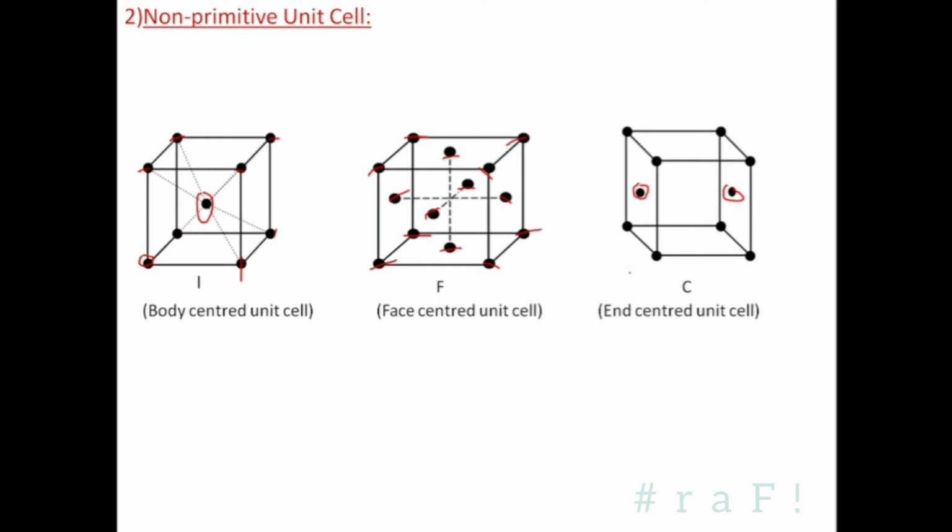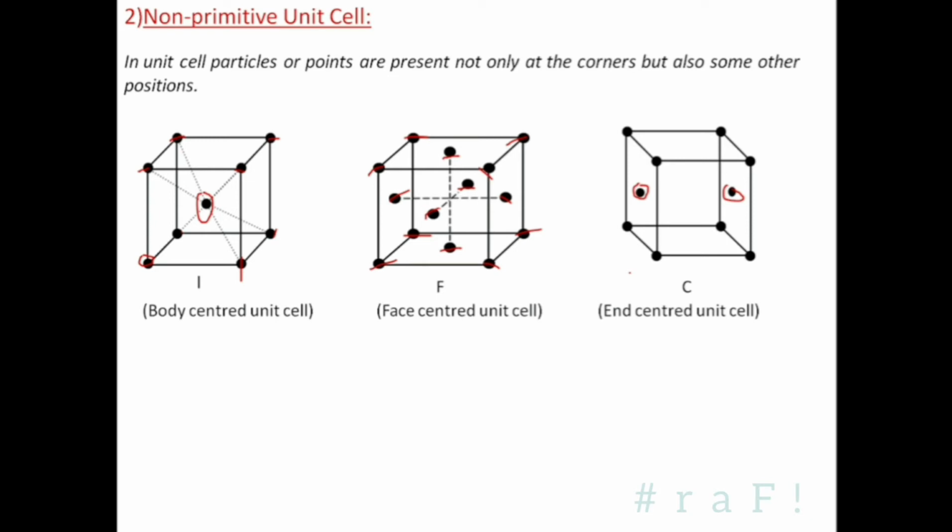Such type of cubic cells we call non-primitive unit cell, and its definition is: in a unit cell, particles or points are present not only at the corners but also at some other position. In the first case, lattice points are at the center. In the second case, lattice points are at the faces. Six faces, six lattice points. And in the third case, end-center lattice points are present along with the corners. Such types of cubic unit cell are called non-primitive unit cells.